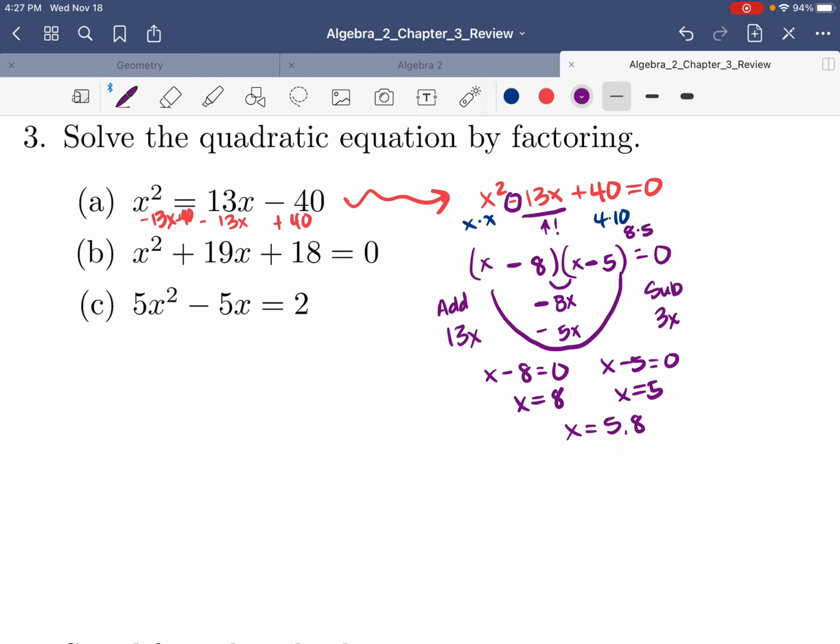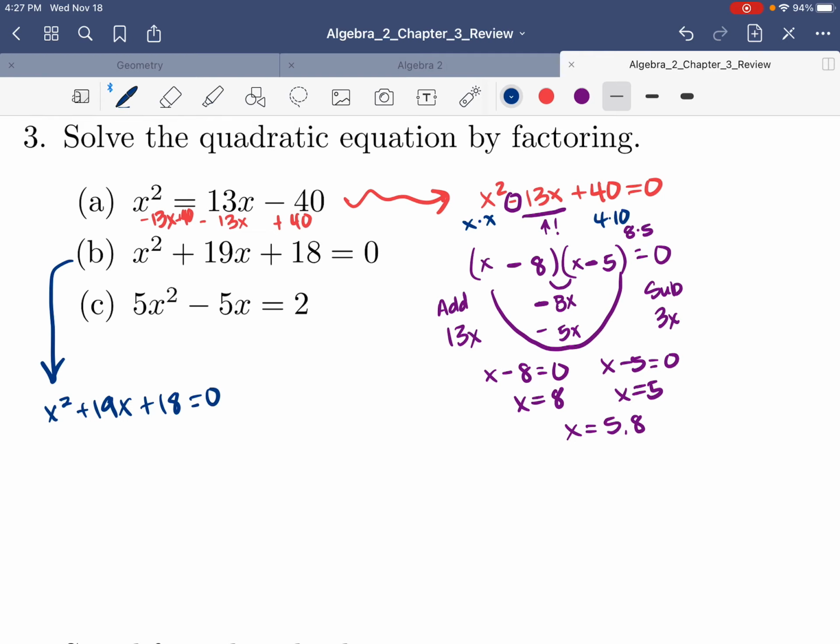Small number followed by larger number, just for typing purposes. All right, let's try question number 2. So question B, sorry, not number 2. Question B, we've got x squared. Notice it's already set to 0. X squared plus 19x plus 18 is equal to 0.